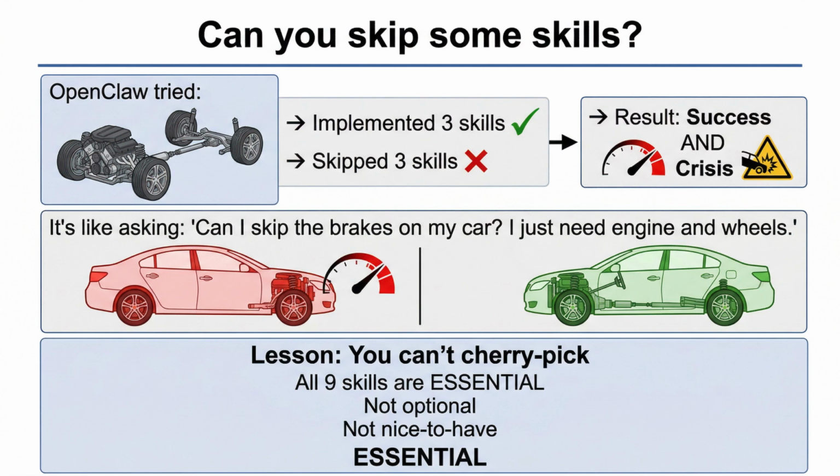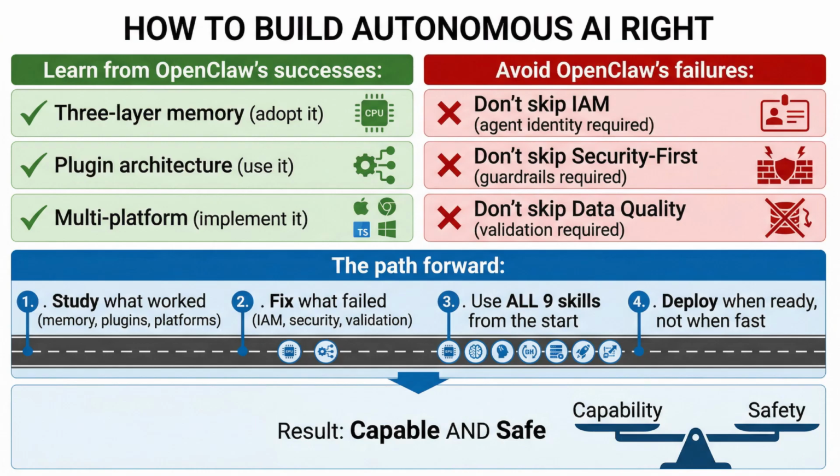It's like asking, can I skip the brakes on my car? I just need engine and wheels. Sure, it'll go fast. Once. All 9 skills are essential. Not optional, not nice to have. Essential. So how do you build autonomous AI the right way?